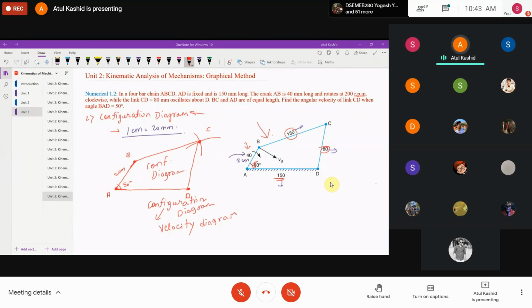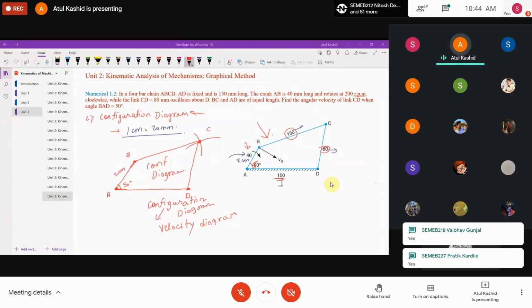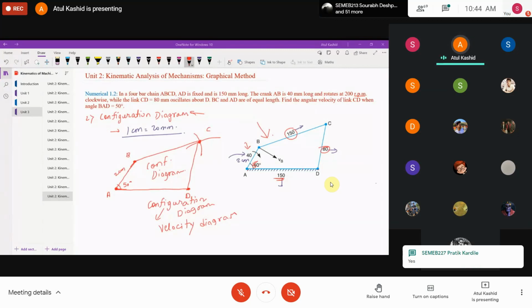So has everybody come to this point? Whether they have drawn the configuration diagram, please reply in the chat box. Yes, kindly reply in the chat box whether you are going parallelly with me. Have you finished with the configuration diagram? Please type yes so that I will understand that you are finished with the configuration diagram.